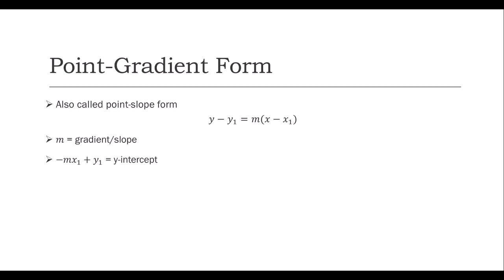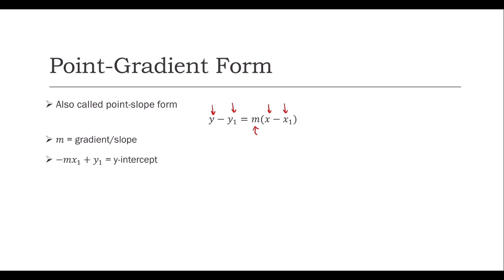Finally, we have our point gradient form, which is also referred to as our point slope form, and it's y minus y1 equals m times x minus x1, where m is your gradient or slope, and negative m times x1 plus y1 equals your y-intercept. This one is especially useful if you're given 2 points and asked to write an equation. So you can put in your y and x from one point, and then your y1 and x1 from your other point. And then you can solve for your slope.